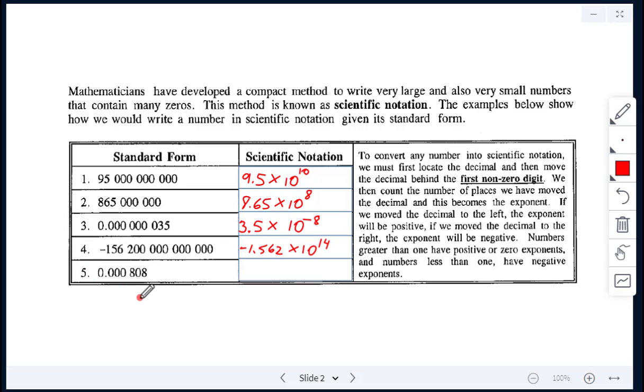The last number, it is less than 1. We're moving our decimal place to the right. So we are moving it from here 1, 2, 3, 4 decimal places. So we have 8.08 times 10 to the power of negative 4.